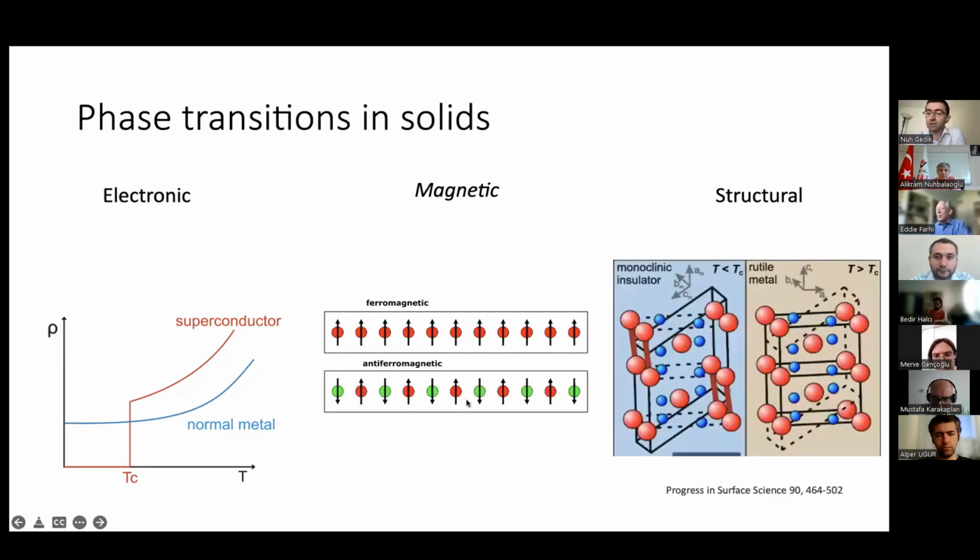Or it could be structural, that you actually cool the sample down, and below a certain temperature, the structure of the material changes from one structure to the other structure. Now, often the case, these things are actually coupled. As the solid goes through a structural phase transition, its electronic structure also changes, or the magnetic one as well. So we begin with a very simple description of water, and we are adding more and more complexity.